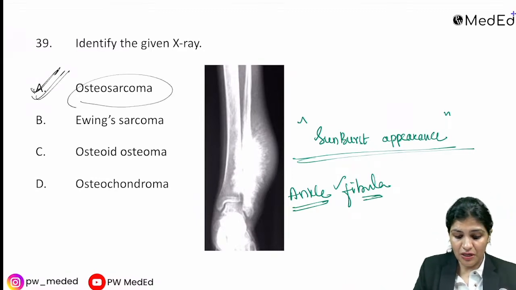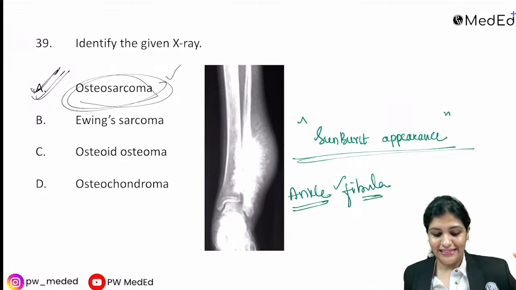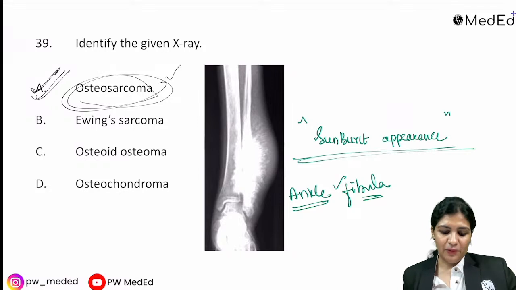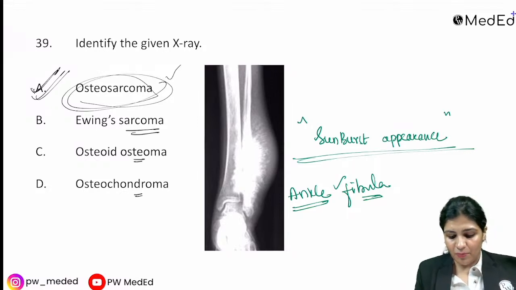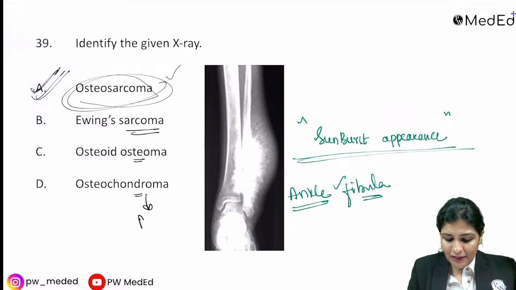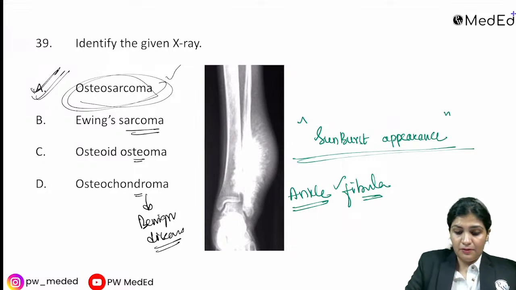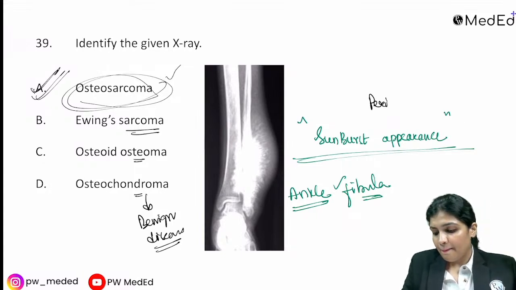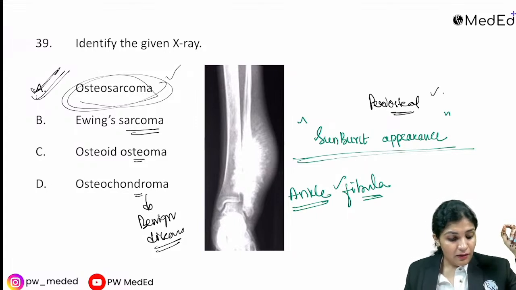Very good. Osteosarcoma is the answer, where the sunburst appearance or Codman's triangle is seen. Then Ewing's sarcoma, osteoid osteoma and osteochondroma. Osteochondroma is a type of benign disease. Yeah, this is a periosteal reaction. Sunburst appearance is a periosteal reaction.